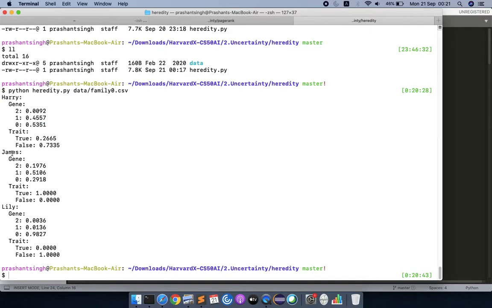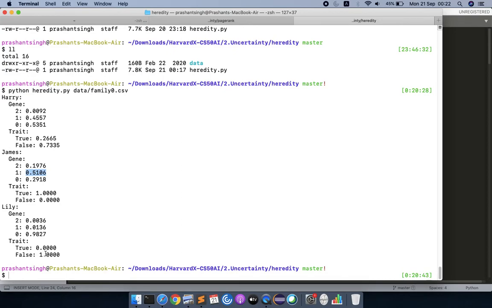Similarly for James, you can easily verify that James is showing the hearing impairment trait. So he must be having some copy among the two genes. He must be having one gene, which is GJB2.